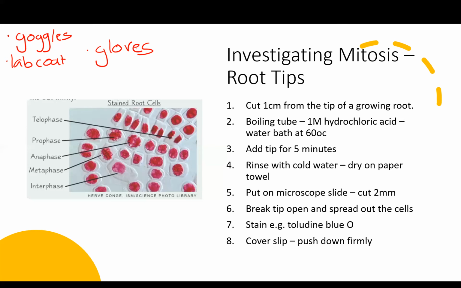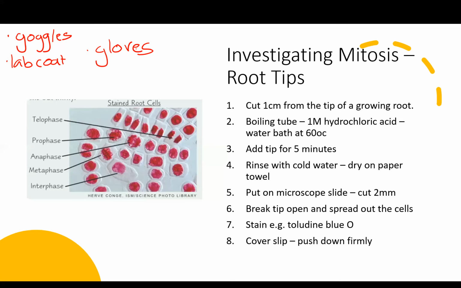You're then going to add a few drops of a stain and you're going to leave it for a few minutes. The point of the stain is to make the chromosomes easy to see under a microscope. Otherwise, everything's sort of a clear colour and you can't see anything.